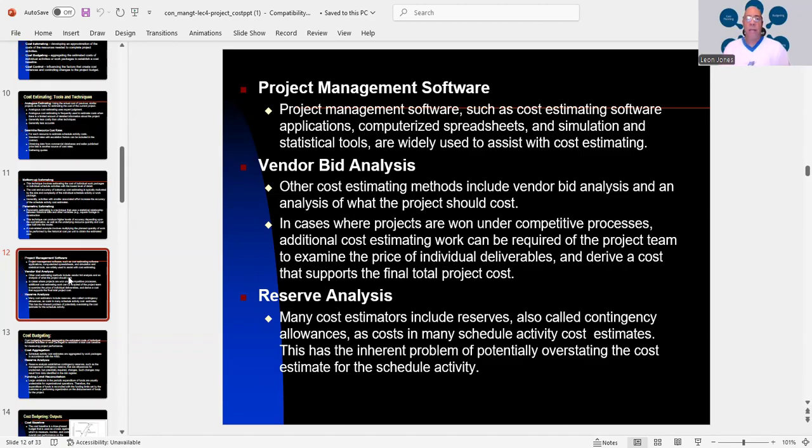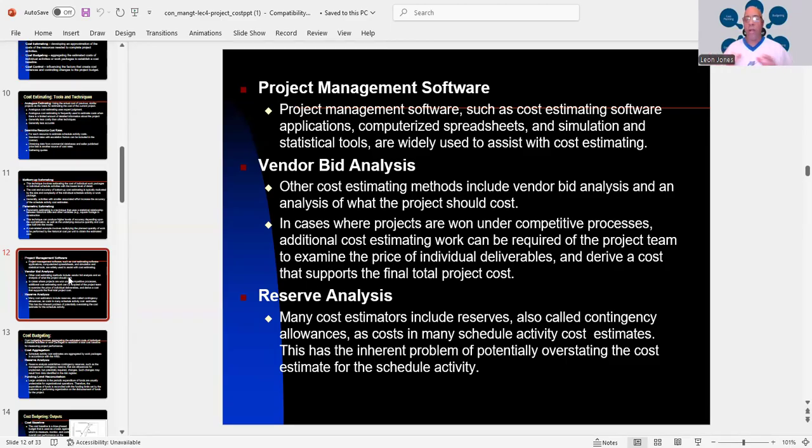Then we have vendor bid analysis. Other cost estimating methods include vendor bid analysis and an analysis of what the project should cost. So in cases where projects are won under competitive processes, additional cost estimating work can be required of the project team to examine the price of the individual deliverables and derive a cost that supports the final total project cost.